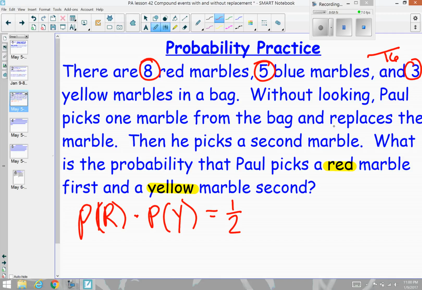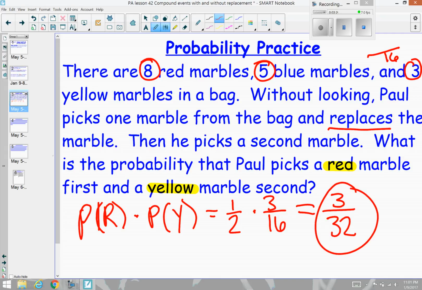If we are going to replace the item, we want to know what would be the probability now of choosing a yellow. Well, there are 3 yellows, and our probability remained the same, which is out of 16. So it's 3 out of 16. And now we're going to multiply these together. So we will now get 3 out of 32 as our final probability of getting red first and yellow second.